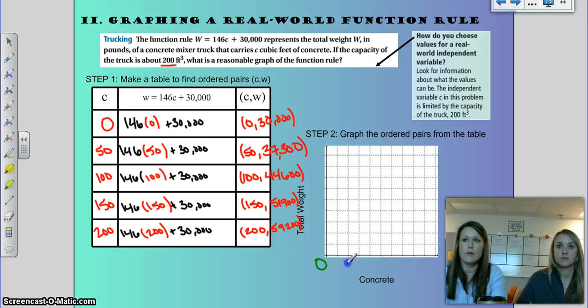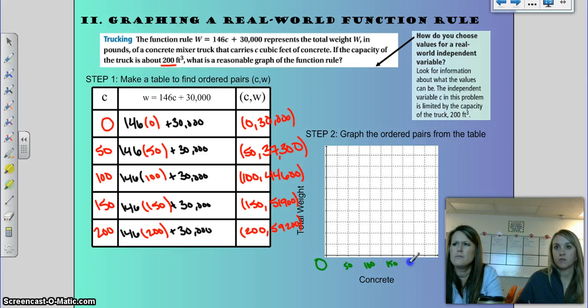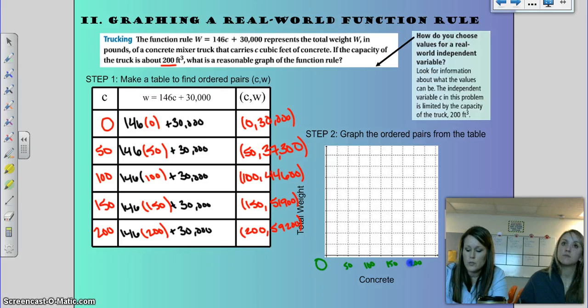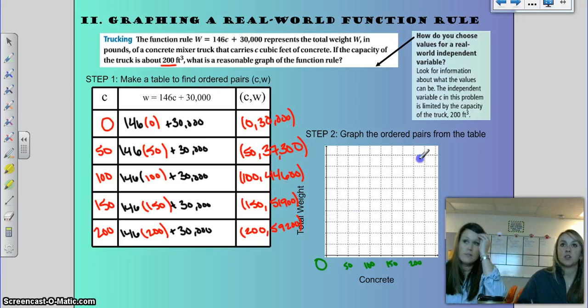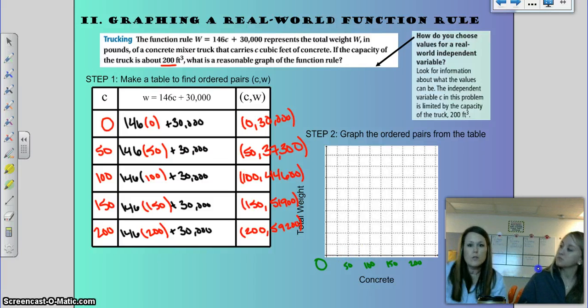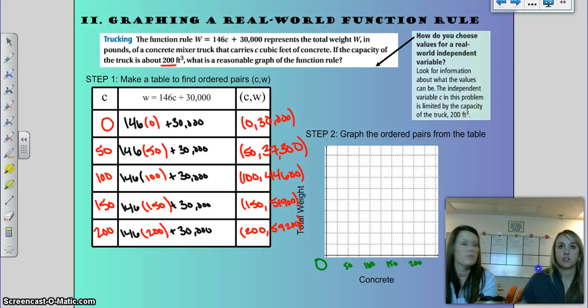So we start at 0. I can jump by 25s, and we'll get all the way up to 200. Here's another thing that I'm super picky about with graphs: I do not want you to make a little dinky graph down in the corner. Spread it out if you can. I'm given this whole distance, so that's why I chose to skip and go by 25s. It's going to look better and be a lot easier to read.